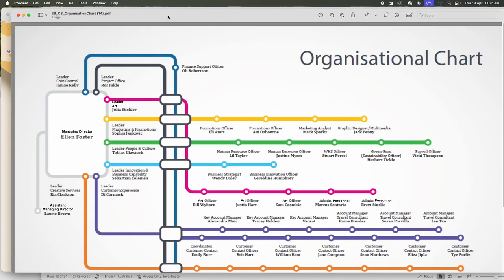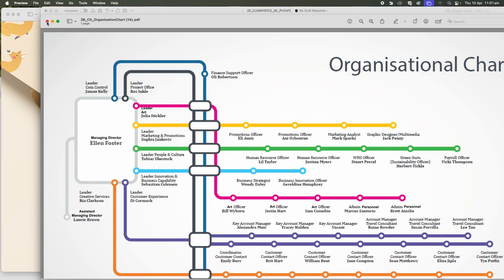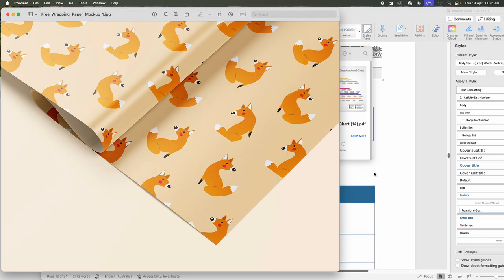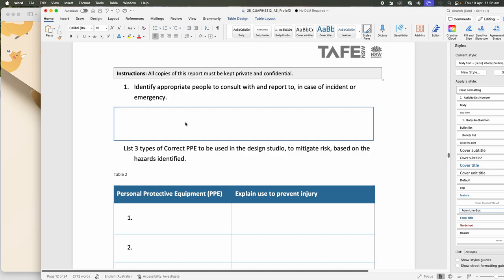Now, if it's a real emergency, obviously, somebody's injured, you'd be calling emergency services. So we'll go through that. But definitely your line manager and the WHS officer, if there is one.